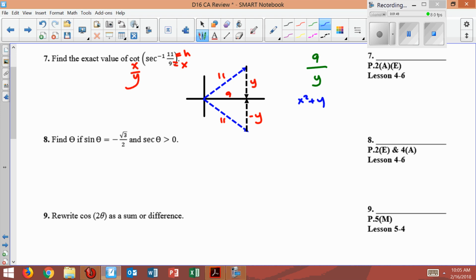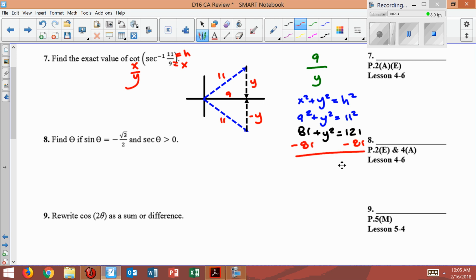x squared plus y squared equals our h squared. So in this case, x is 9, so 9 squared plus y squared will equal 11 squared. 9 squared is 81, and 11 squared is 121. When I subtract those, I'm going to get 40. So y squared will equal 40.